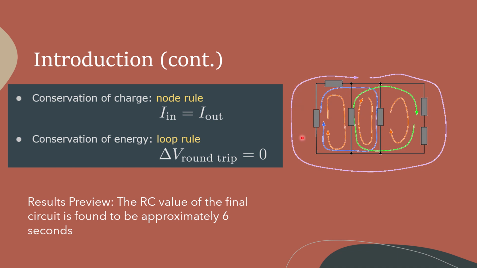For the loop rule, for any loop that can be made in a circuit, the potential difference around that loop has to equal 0 if the start and finish are the same point. For results preview of this lab, the RC value of the final circuit is found to be approximately 6 seconds.